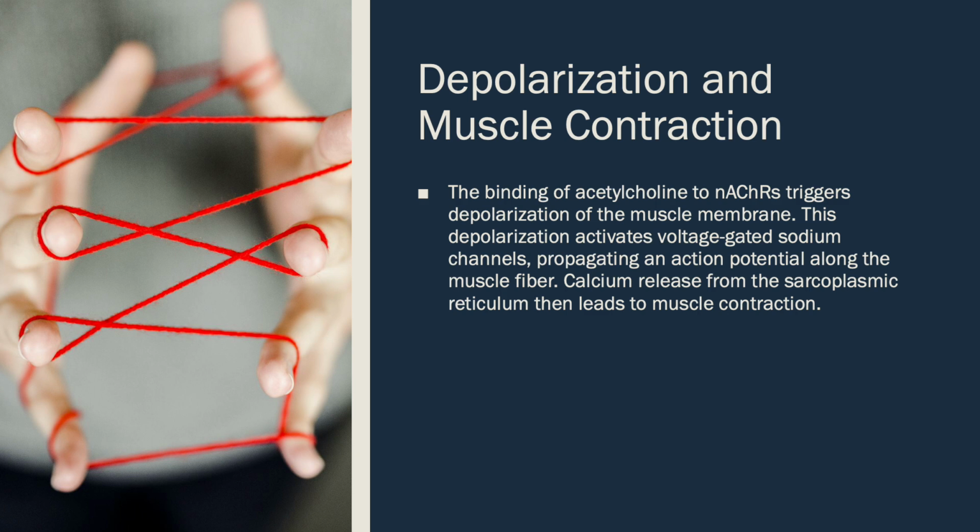This depolarization is critical as it generates an action potential that travels along the sarcolemma and through the T-tubules. This propagates the signal deep into the muscle fiber. As the action potential travels along the muscle fiber, it triggers the release of calcium ions from the sarcoplasmic reticulum into the cytosol, and this is where calcium will bind to troponin, initiating that contraction cycle.